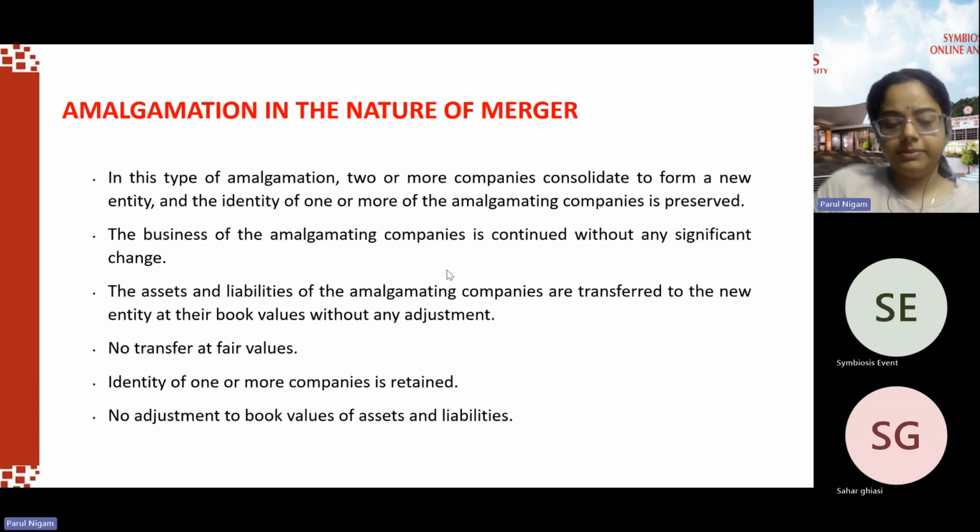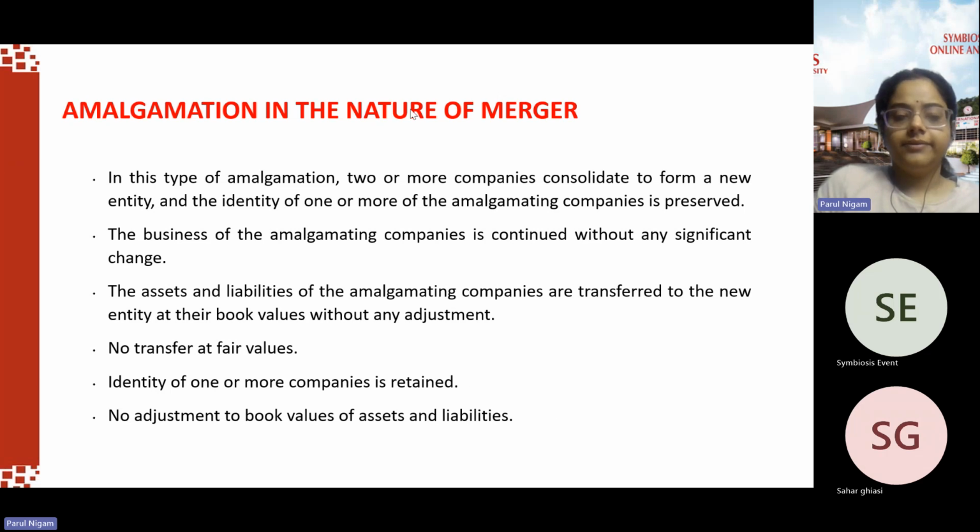Then the assets and liabilities of the amalgamating companies are transferred to the new entity at their book values without any adjustment. No transfer at fair values. The identity of one or more companies is retained, and there are no adjustments to book values of assets and liabilities.